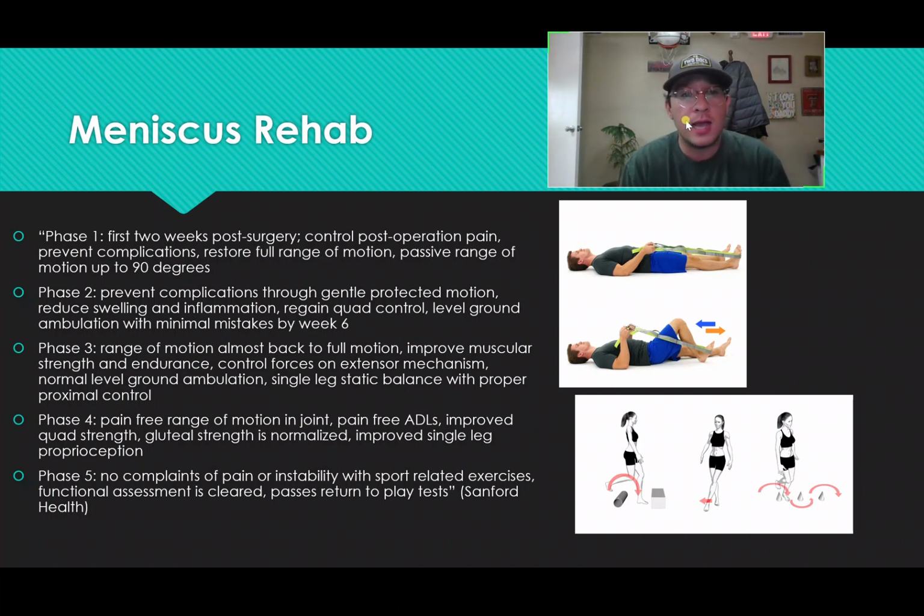So we'll go with phase one right now. I'm getting a little off track, but phase one, obviously after 2 weeks post surgery, they're going to reduce swelling, infection, all that stuff, regain range of motion, control pain, complications, and passive range of motion up to about 90 degrees. So that's a pretty good sign. Phase two, prevent any complications, obviously, with gentle protected motion. So this is when the examiner will be doing assisted range of motions, getting it back to a normal feel.